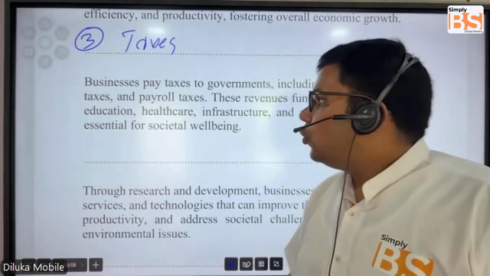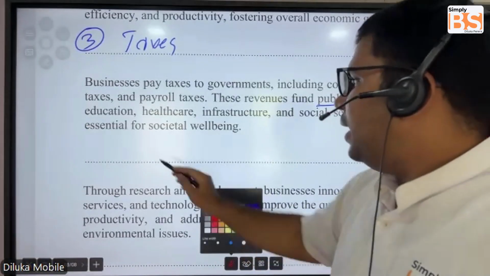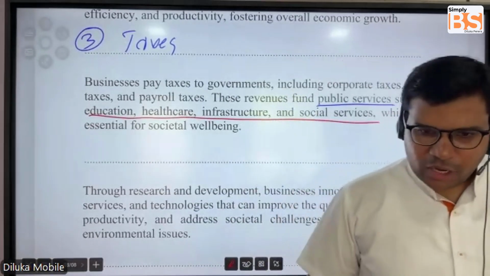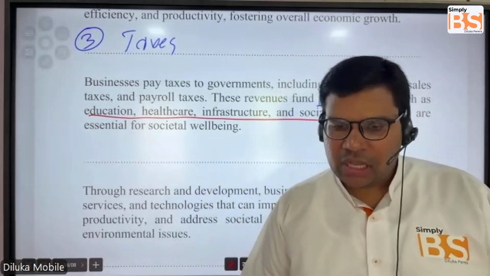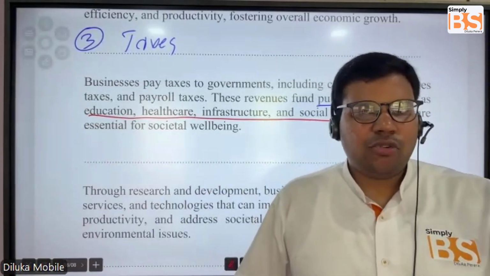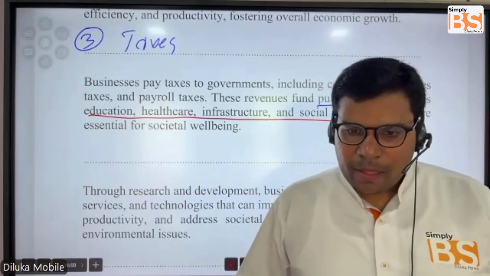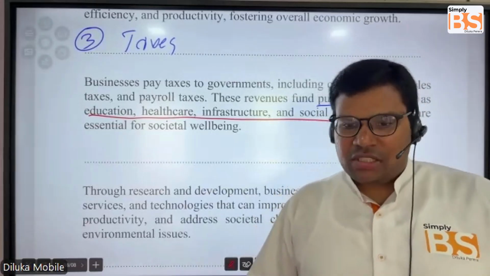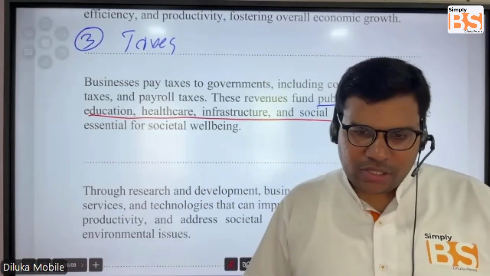used to enhance public services, like education, healthcare, infrastructure, social services. So that tax revenue is being used to improve the public services of the economy. That's why the government is building universities, new government schools, new hospitals, and improving infrastructure facilities, like building highways and expanding highways into different locations.